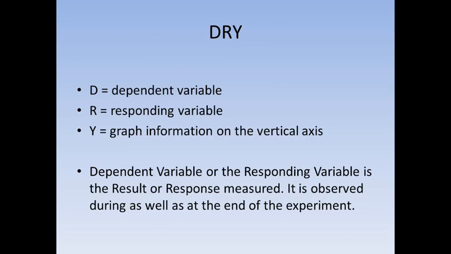Things we need to know. The dependent variable is the responding variable. It is the result. It is what we measure at the end. It is observed during the experiment and at the end of the experiment, but it is the result that we are looking to find, that we are looking to measure. So dependent is the result or the response. All right. DRY: dependent variable, responding variable, and the y-axis.